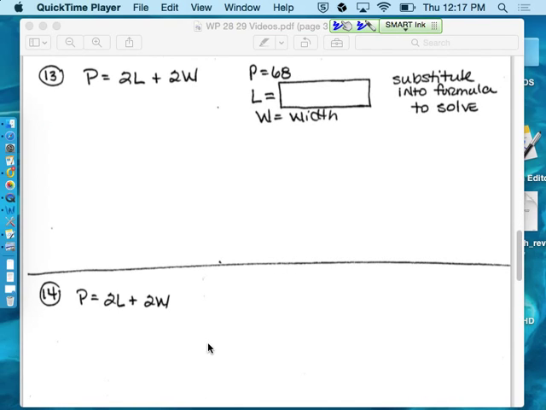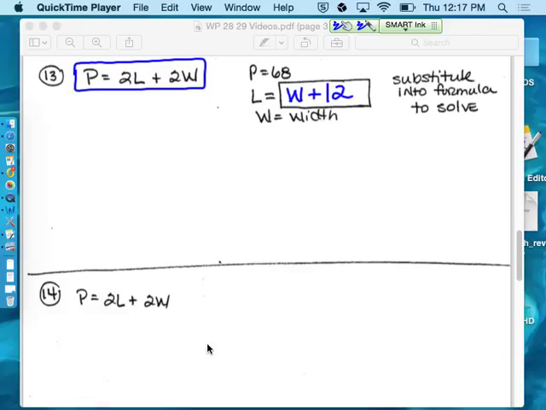I'll set up one with you, and I'm assuming you probably did these last year as well, but we'll do a lot of these this year. So you need to memorize the formula for perimeter of a rectangle. And in this problem, they tell me that the perimeter is 68, and then they tell me that the length is 12 units more than the width. So if I let width remain as W, then length would be W plus 12.